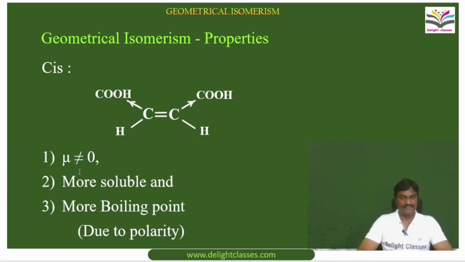The properties of cis. What is a cis isomer? The same atom or group of atoms attached to the same side of the two double bonded carbon atoms. Here mu is not equal to 0. What is mu? Dipole moment. Why is it not equal to 0? The two groups of atoms are pulling towards themselves. That's why there is a moment in the molecule, known as dipole moment. Actually, the dipole moment is the product of charge and distance. But here you have to remember that it is a moment due to charge. The dipole moment is not equal to 0 for cis.